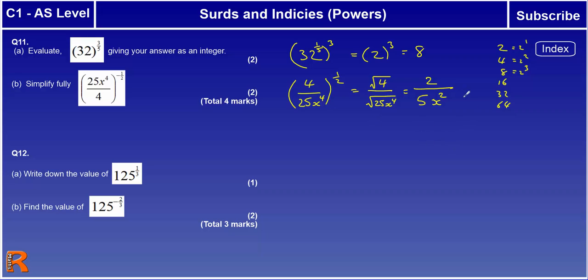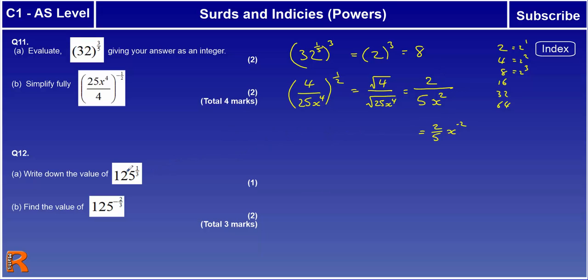Just for completeness, this could be written as 2/5 of x to the minus 2. If the x squared is on the bottom, that's the same as x to the minus 2, and the 2 over 5 is just 2/5. So it could be written like that, but this is perfectly fine. But if you want to break out the fraction and use a negative power rather than using a fraction with the power on the bottom.